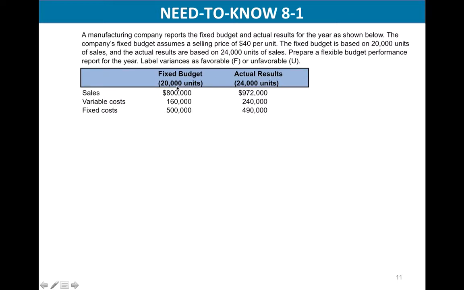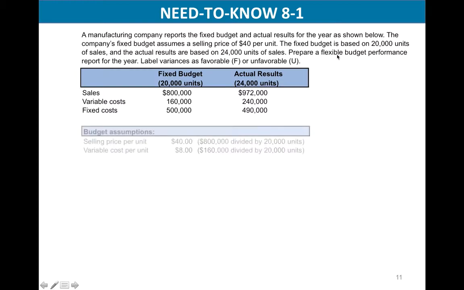Fixed budget is based on 20,000 units, and the actual results are based on 24,000 units of sales. We have to prepare a flexible budget performance report, and then we will label variances as favorable or unfavorable. So selling price per unit, we take $800,000 divided by 20,000 units, so my selling price is $40. Variable cost per unit, we make the same calculation. We take $160,000 divided by 20,000 units. So I have $8 variable cost per unit.